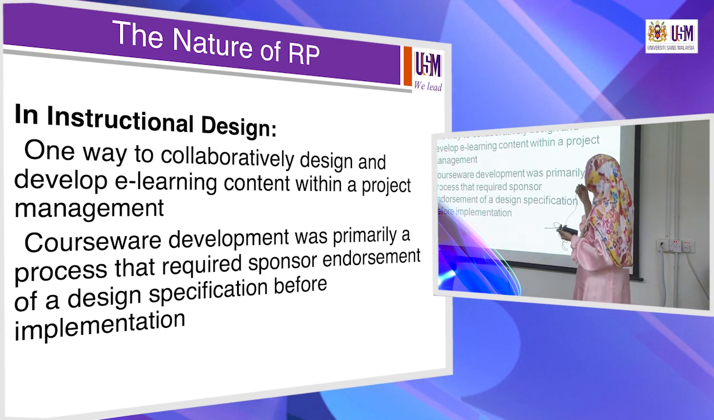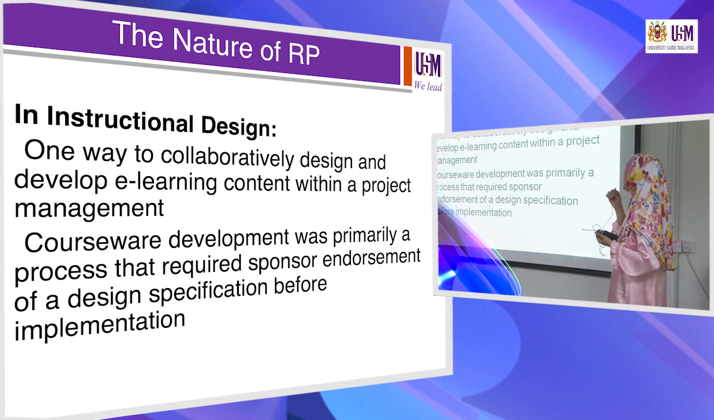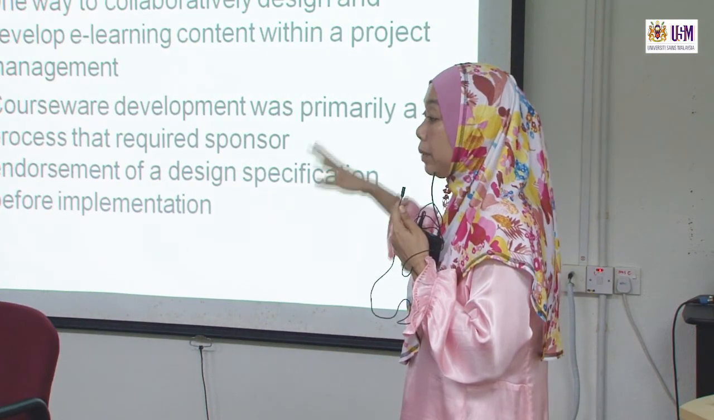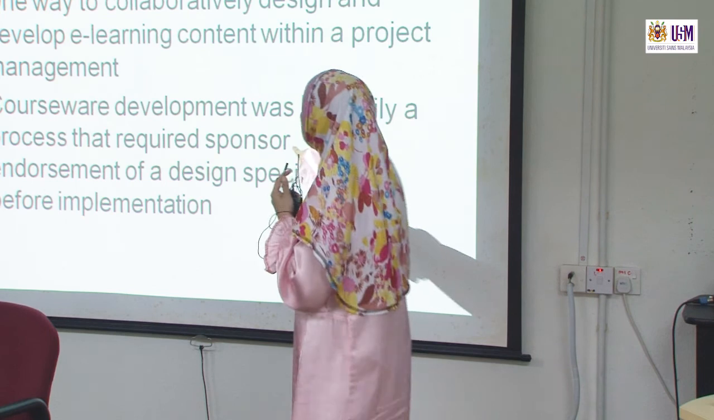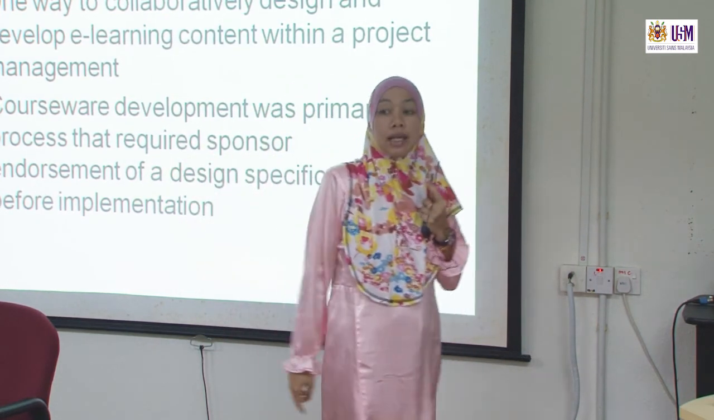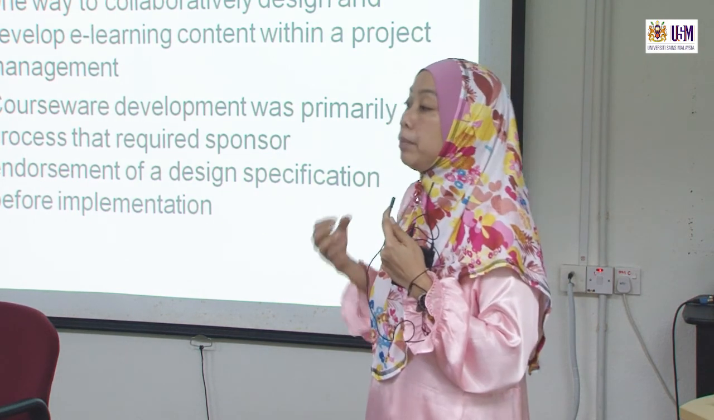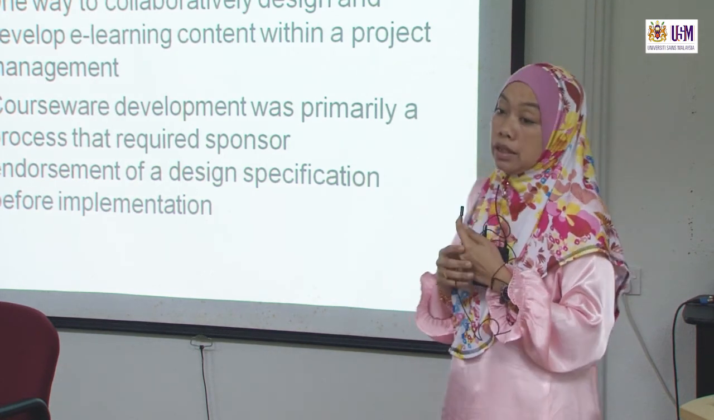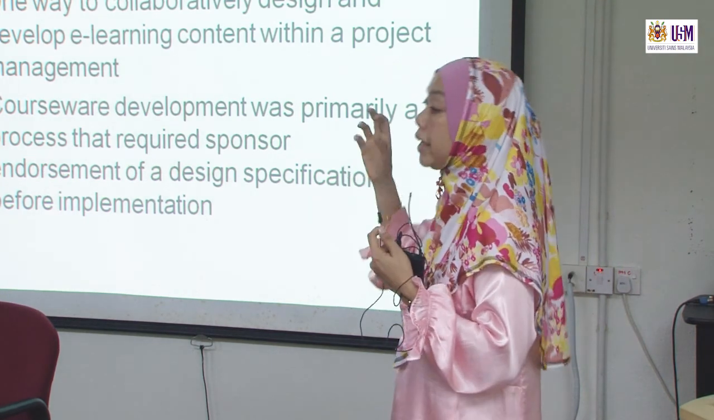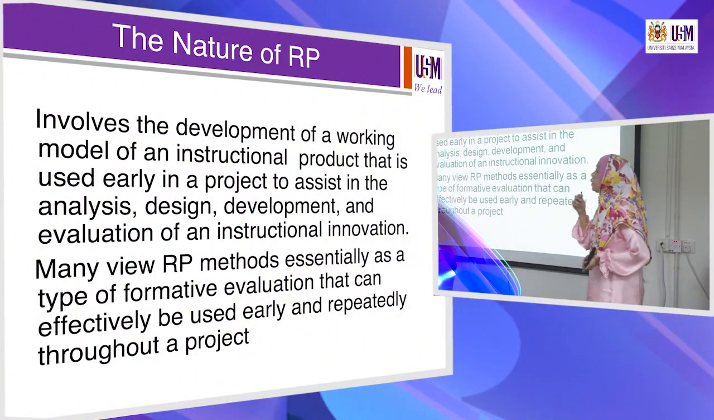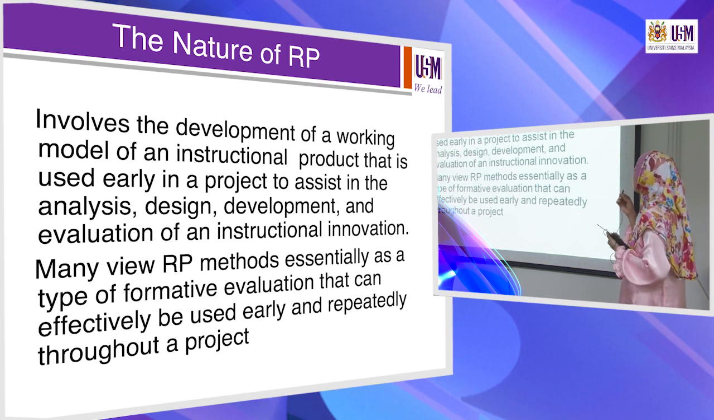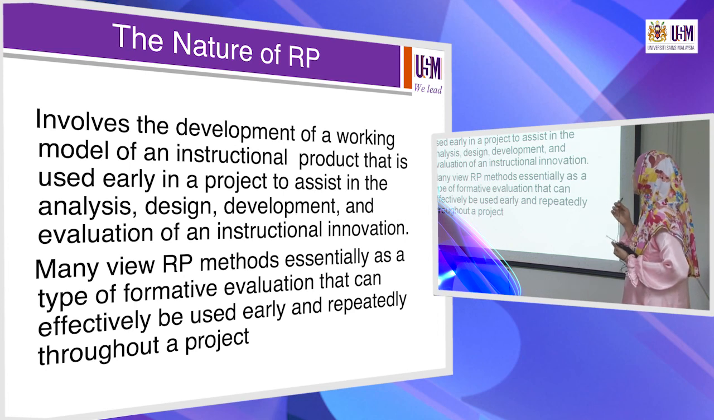Okay, so courseware development was primarily a process that requires sponsor endorsement of a design specification before implementation. In rapid prototyping, we'll see later that the sponsor endorsement is our client, so we need the client endorsement. If we are going to do something, a seminar or a courseware, the client endorsement is very important. Rapid prototyping will be a good project management approach that you can use. It also involves the development of a working model of an instructional product that is used early in the project to assist in the analysis, design, development and evaluation of an instructional innovation.